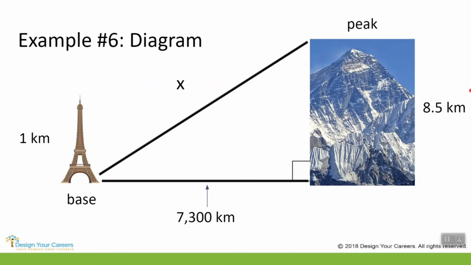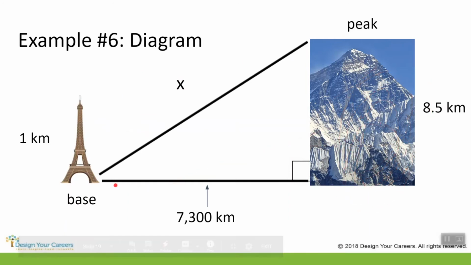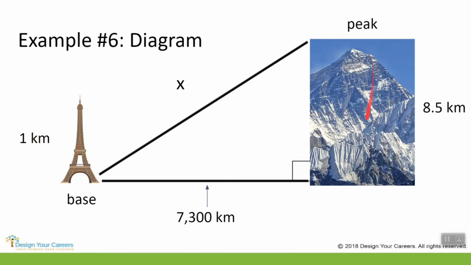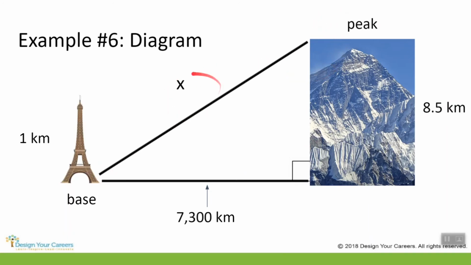So here is my diagram. We have the Eiffel Tower over here, and we have Mount Everest right here. We learned that the distance from the base of the Eiffel Tower to the base of Mount Everest is about 7,300 kilometers. And we also know that the height of the Eiffel Tower is about 1 kilometer, and the height of Mount Everest is about 8.5 kilometers. So the question was asking us, what's the distance from the base of the Eiffel Tower all the way to the peak of Mount Everest? So this value over here is x.